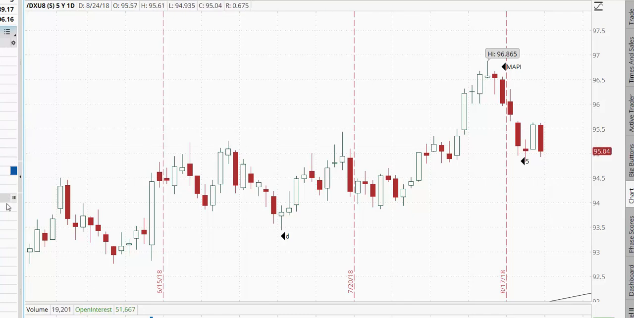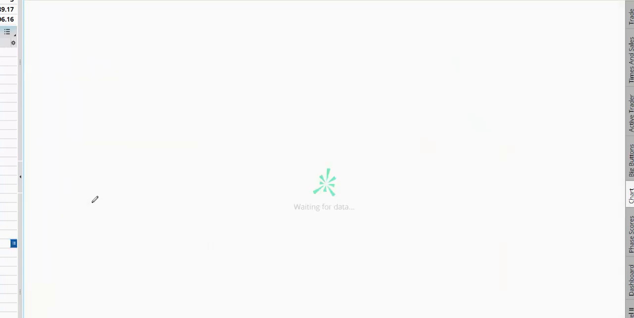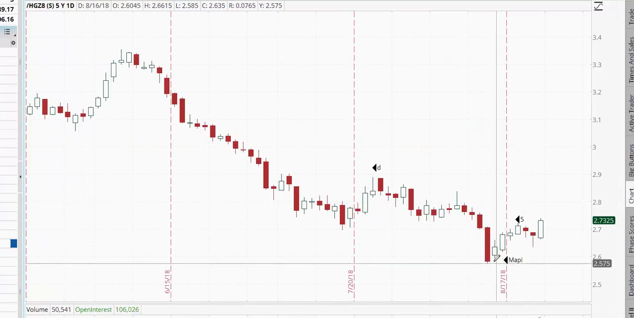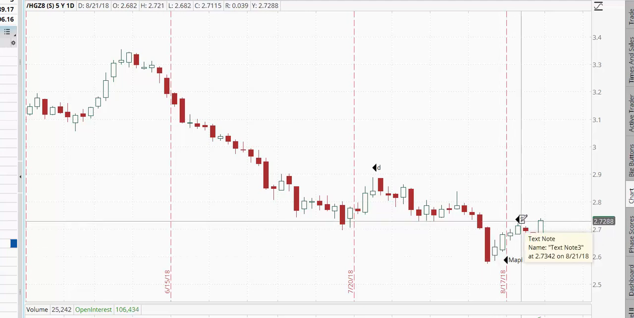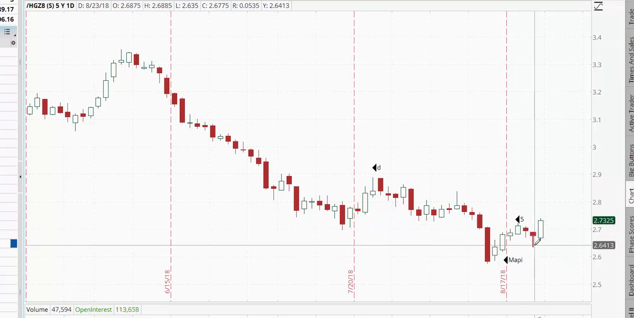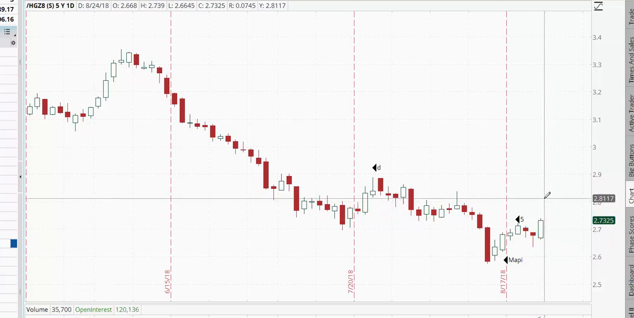He also mentioned copper. Okay, here's your copper. So here's your MAPI. Here we go up. And here, down here, he had his buy, and now this is where he's at right now. Okay, I want to show you a few other things that weren't mentioned in those emails.